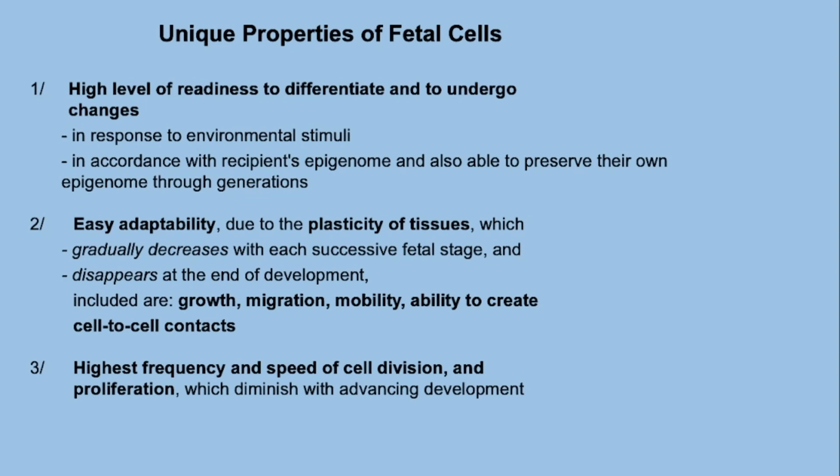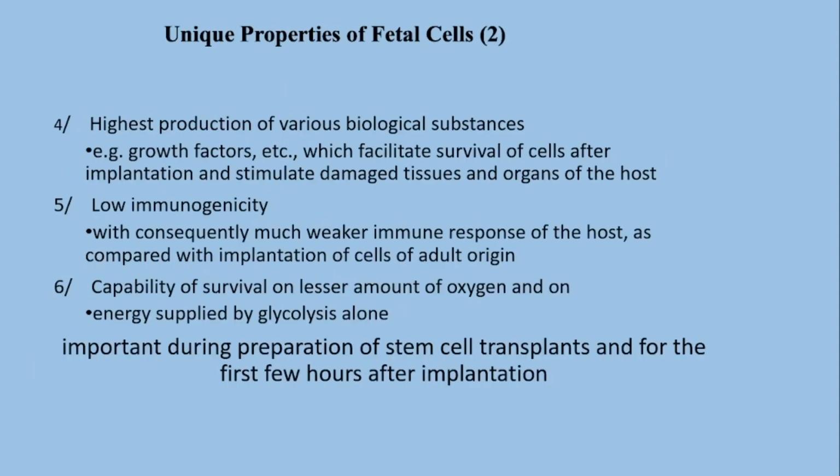Second, easy adaptability due to the plasticity of tissues, which gradually decreases with each successive fetal stage and disappears at the end of the development. And these features of plasticity of tissues include growth, migration, mobility, and the ability to create cell-to-cell contacts and interactions. So this very high adaptability is the second unique property of fetal precursor stem cells. The third unique property is the highest frequency and very high speed of cell division and proliferation, which of course was harnessed and improved with new technology.